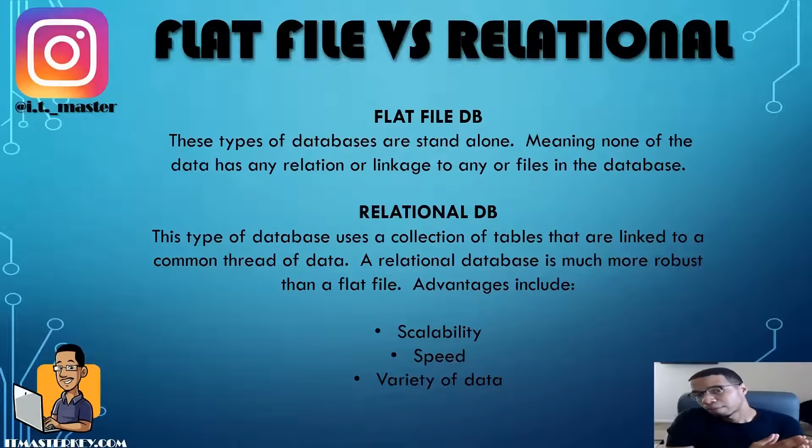So in a relational database, all of the information inside the database is related to one another. So it's a lot more robust, it's a lot more dynamic. This type of database uses a collection of tables that are linked to a common thread of data. A relational database is much more robust than a flat file. So advantages, you can scale it. It's a lot more scalable, meaning you can make it bigger, and it's going to be easier to scale because everything is related. So once you put in a new file, it's going to relate and link that data to the other data that it would be linked to or related to, similar files, and so on and so forth.